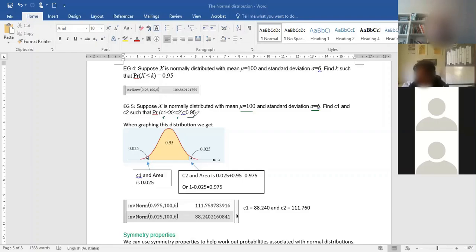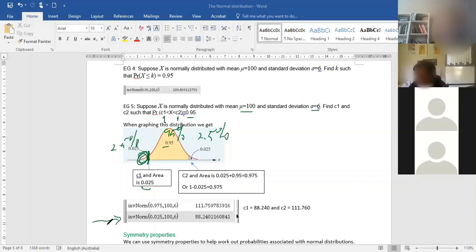So again, we're going to do the inverse normal because we're trying to find these values. On the graph, remember we have 0.95 means 2 standard deviations, 95%. As a decimal, it's 0.95, which means we have 2.5% here, as a decimal 0.025, and 2.5% on this side. Now, our first one is this number over here. So the area that we're looking at is 0.025.